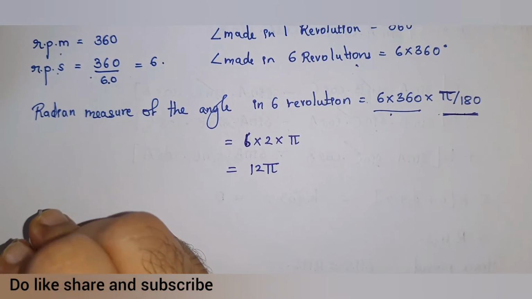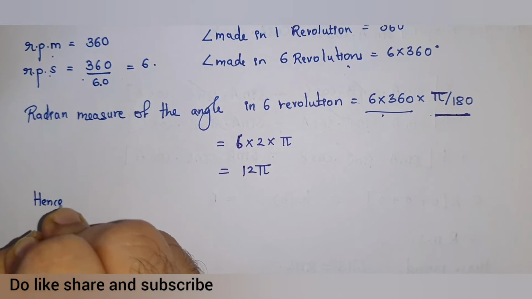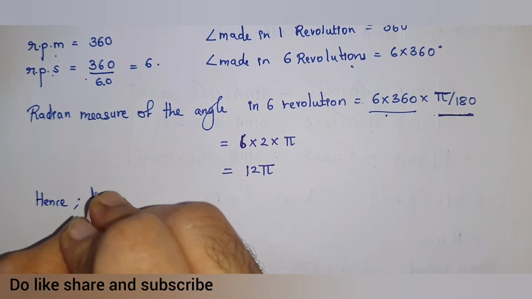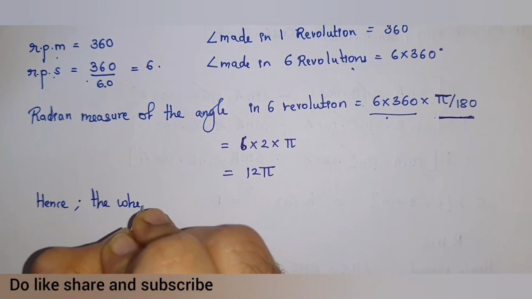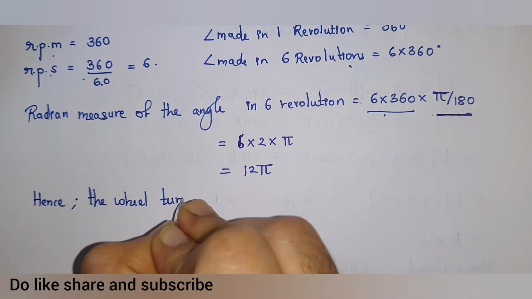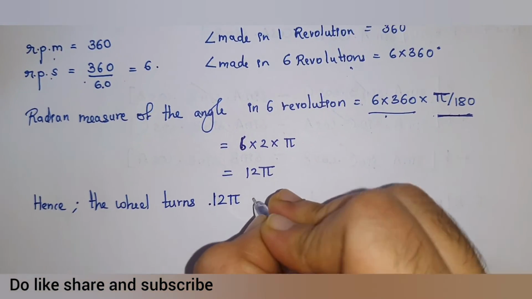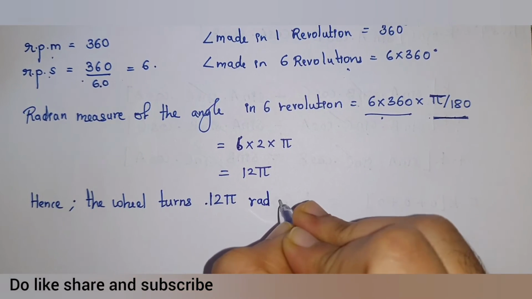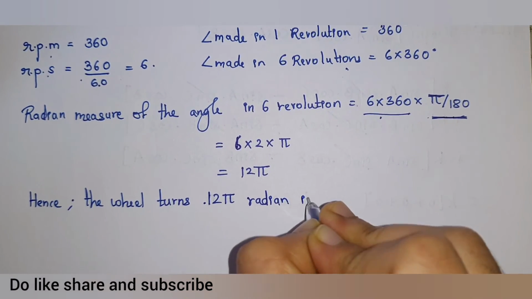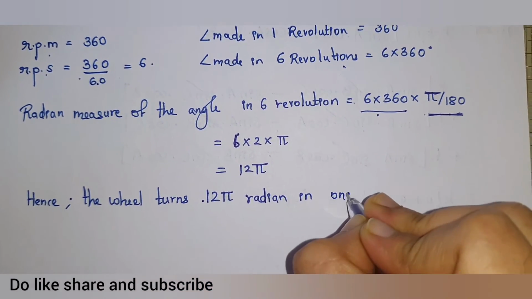Hence the wheel turns 12 pi radians in 1 second.